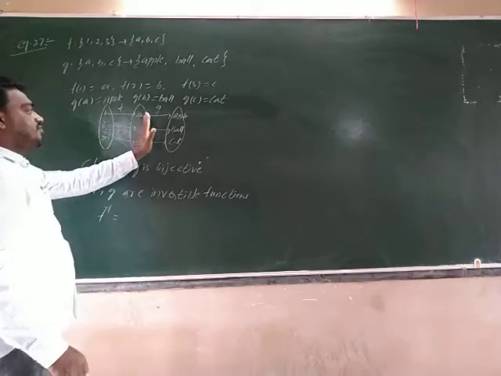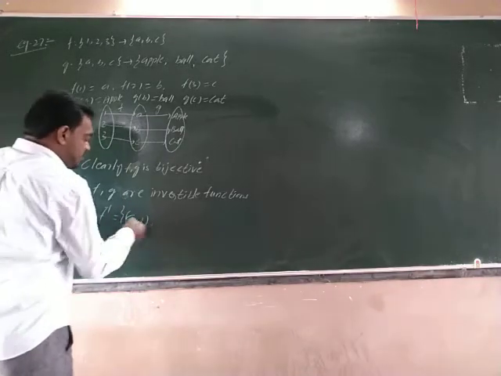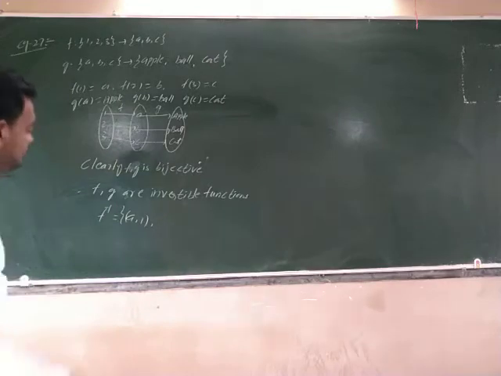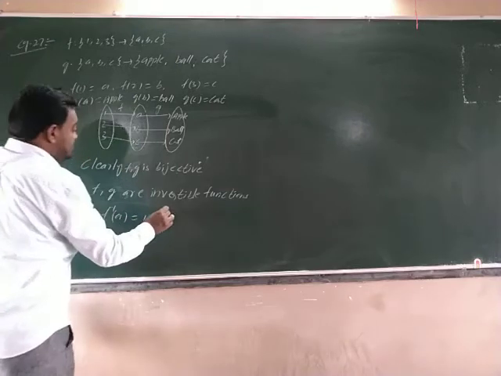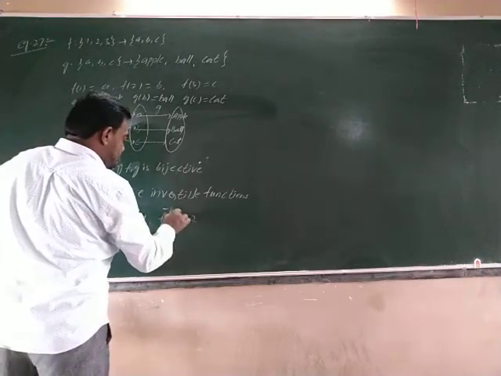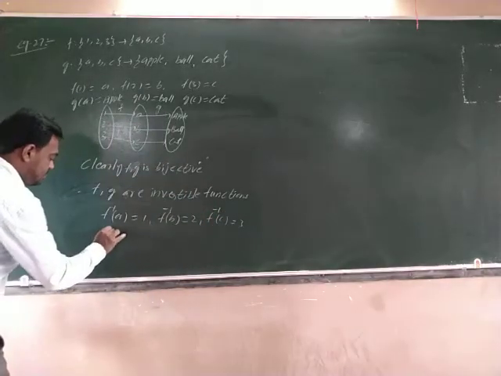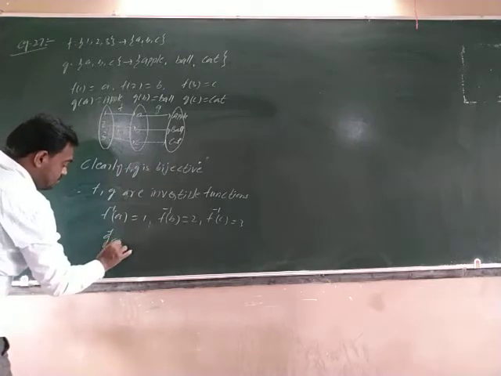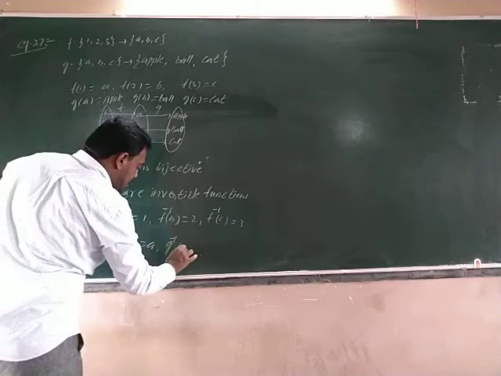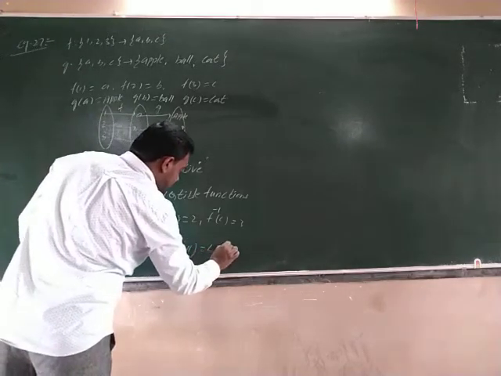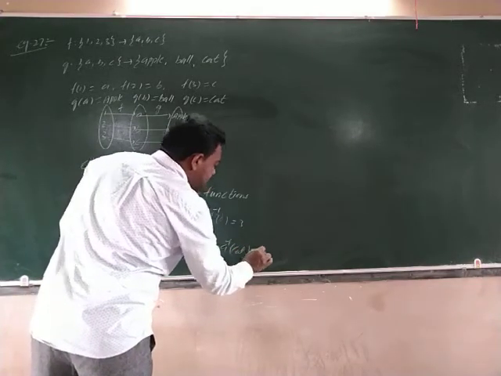f inverse is coming from the pairs (a, 1), so f inverse is (a, 1). Otherwise, f inverse of a is equal to 1, f inverse of b is equal to 2, f inverse of c is equal to 3. And g inverse of apple is equal to a, g inverse of ball is equal to b, and g inverse of cat is equal to c.